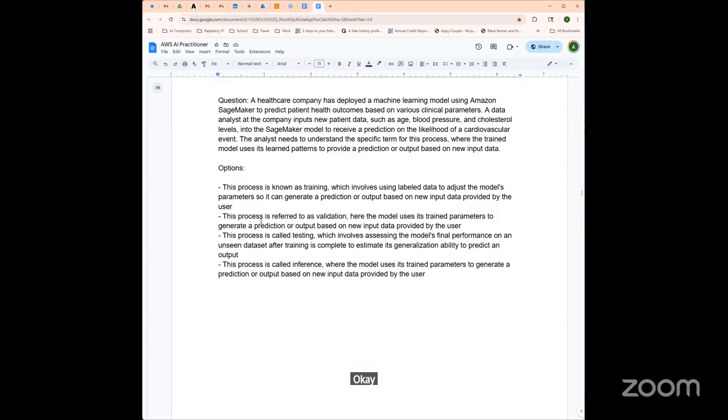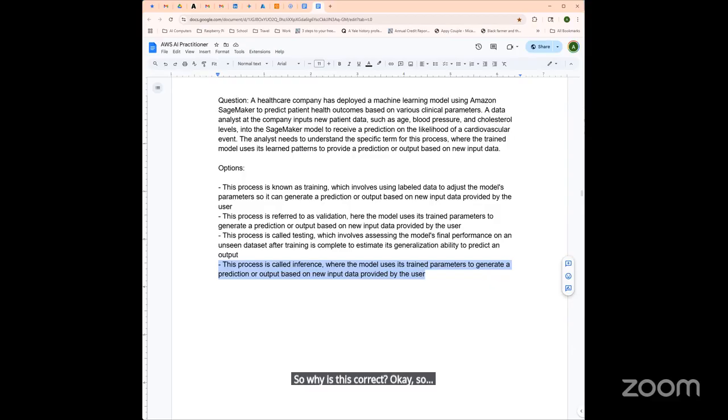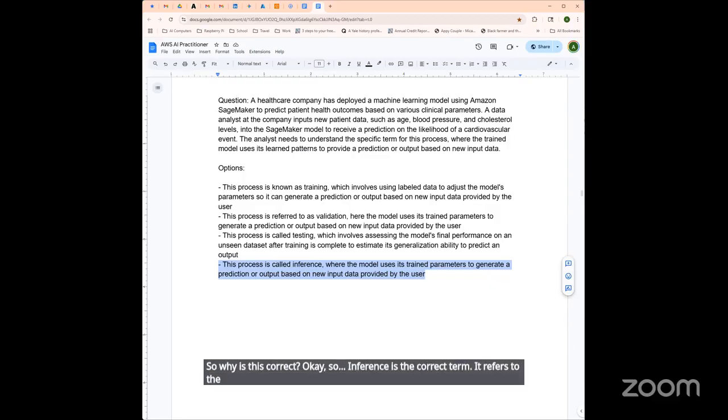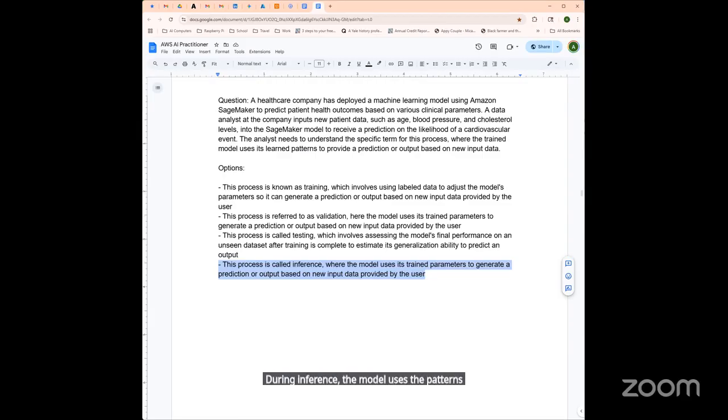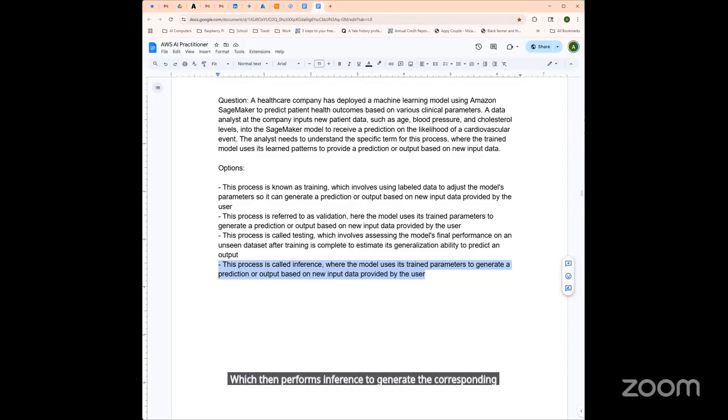Okay, so let me see. The process is called inference. This is where the model uses its trained parameters to generate a prediction or output based on new input data provided by the user. So why is this correct? Inference is the correct term. It refers to the stage where a trained machine learning model is deployed to make predictions or generate outputs based on new input data. During inference, the model uses the patterns and relationships it learned during training to provide accurate and meaningful results. In this scenario, the user sends input data to the SageMaker model, which then performs inference to generate the corresponding output or prediction.